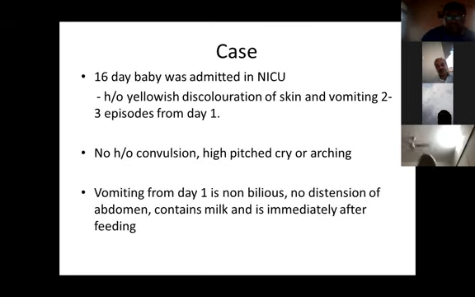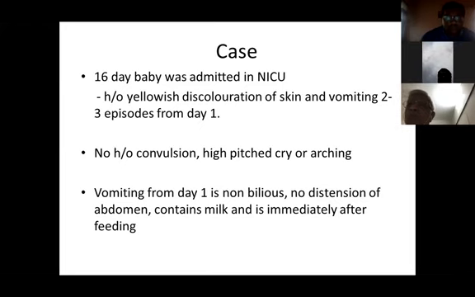A 16-day baby, this is a case discussion just for good understanding. A 16-day baby was admitted in NICU with a history of yellowish discoloration of skin and vomiting 2 to 3 episodes from day 1. There was no history of convulsion, high-pitched cry or arching. Vomiting from day 1 is non-bilious. There was no distension of abdomen. It contains only milk, and it is immediately after feeding.